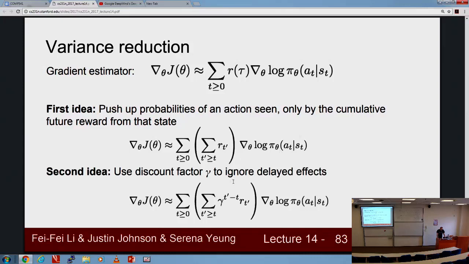Another thing is, in order to do better credit assignment, we can use our discount factor gamma. Presumably at affects the rewards that are closer to t more than those further away from t. So putting this gamma factor in here and discounting the future rewards more might actually help the variance of the estimator as well.